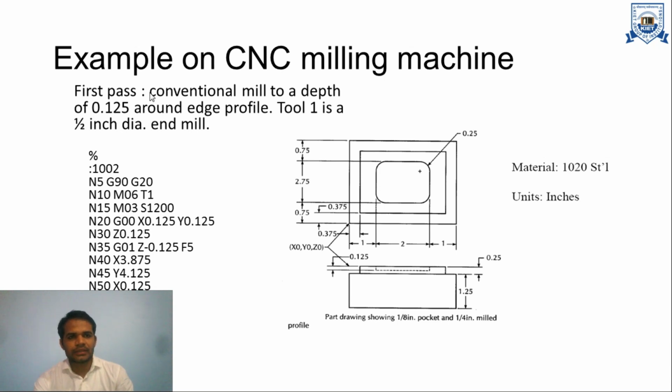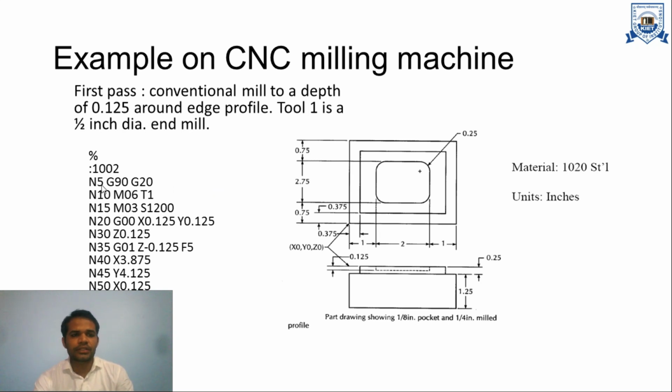First pass: conventional mill to a depth of 0.125, ground edge profile. Tool 1 is a half-inch diameter end mill. There are different types of tools. Tool 1, as per our requirement, depends on the materials used and on which type of metrics is used, inches or SI metrics. So basically it depends on G codes.